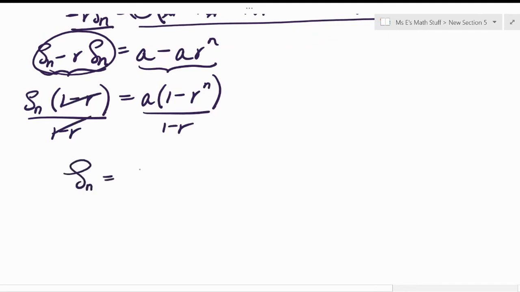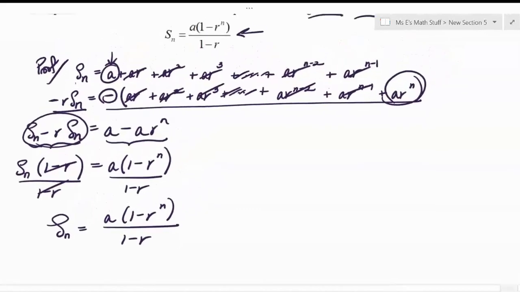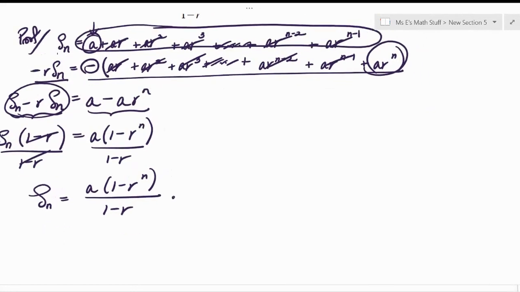And we'd find out that S sub n is equal to your first term times 1 minus your common ratio to the nth power divided by 1 minus r. And that's where S sub n meant the sum of the first n terms of a geometric series. And we can consider this formula proved.